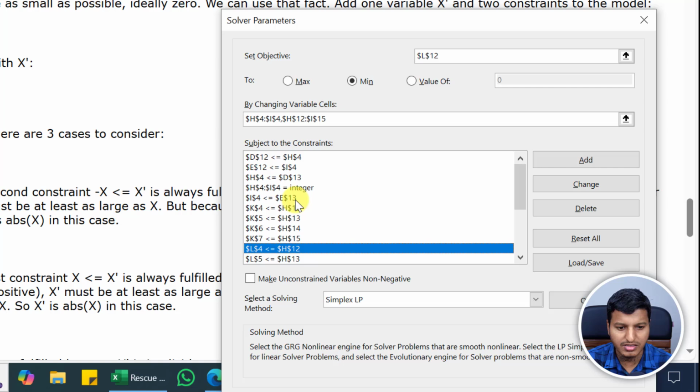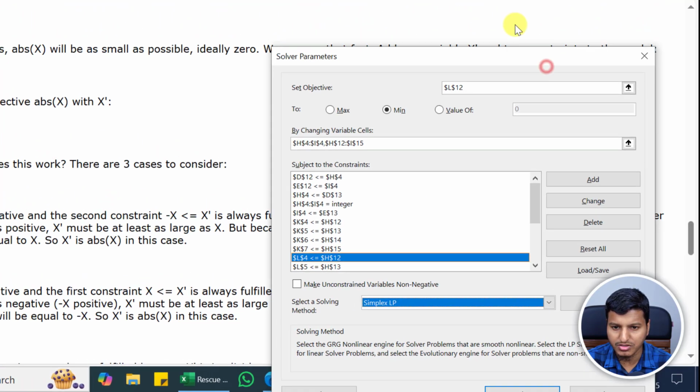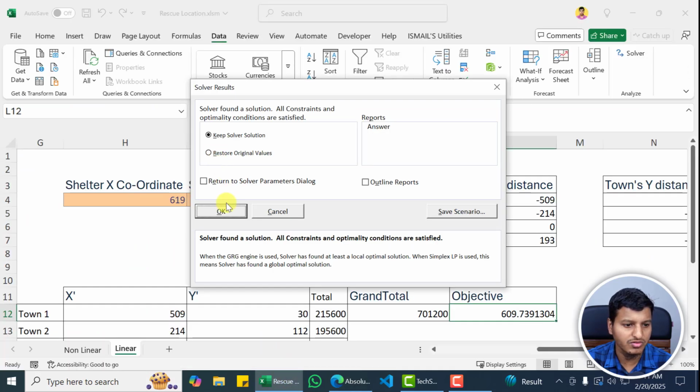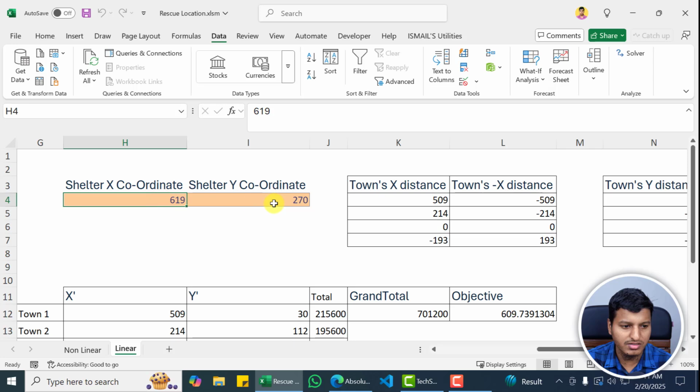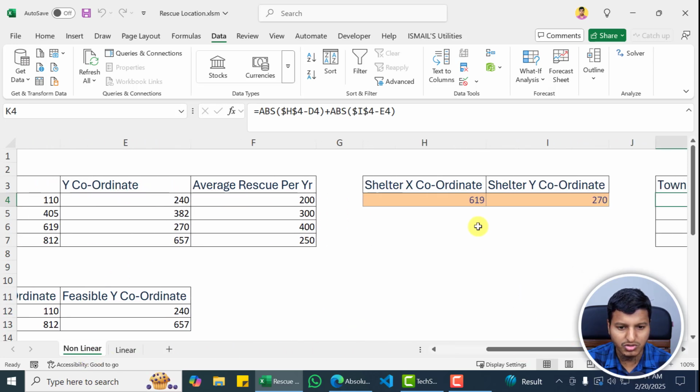That's how we can change this non-linear constraint to a linear constraint, and now we get this solution by using the simplex LP solver model. If I just solve, it will solve that, and it will say keep solver solution. And you can see the solution is 619270, and we had the same solution using the non-linear model, 619270.